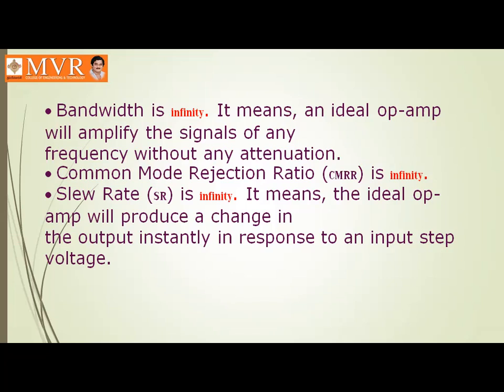If common mode gain is 0, then what happens? The CMRR will be infinite. In the same manner, the slew rate for an ideal op-amp must also be infinite when we are considering this ideal operational amplifier.